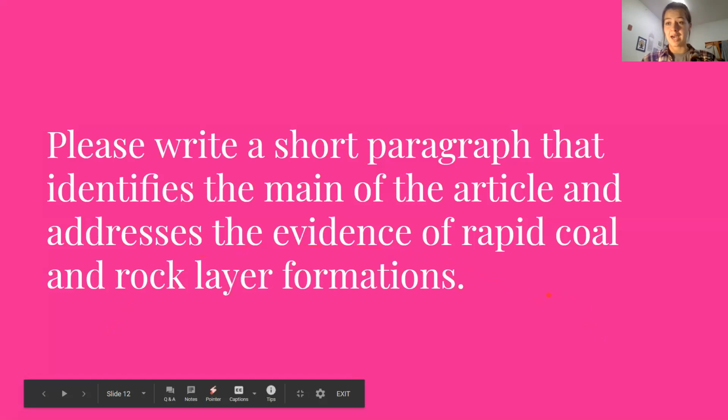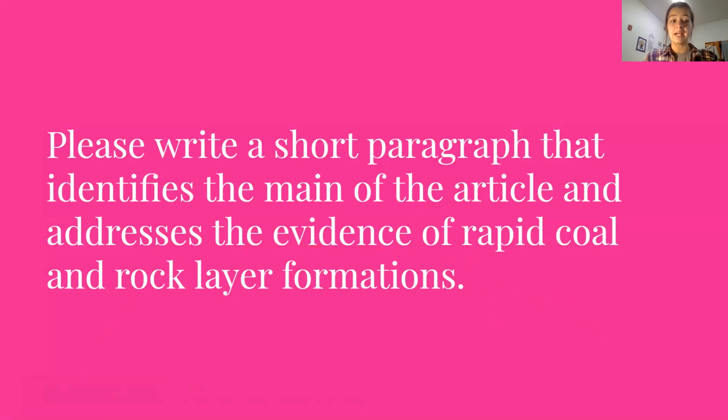I want you guys to go ahead and write just a short paragraph for me that identifies the main ideas of this article, and it also addresses the evidence of the rapid coal and rock layer formations. So we know that this coal was formed very rapidly from this blast of heat, this massive eruption, the pressure from this eruption, and we know that these rock layers were formed. In the video, we know that those little canyons were formed that replicated the Grand Canyon, and it happened quickly.